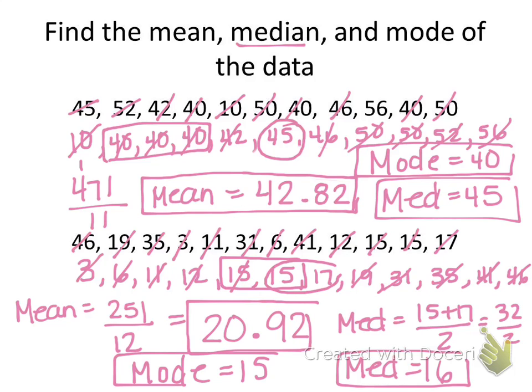Now, if you ever had a set of data where every single number is listed once, there's no number that's listed more than once, then you would have no mode there because there's no number that's listed more than any other, so your mode would be none. Okay? So that's how you would find mean, median, and mode.